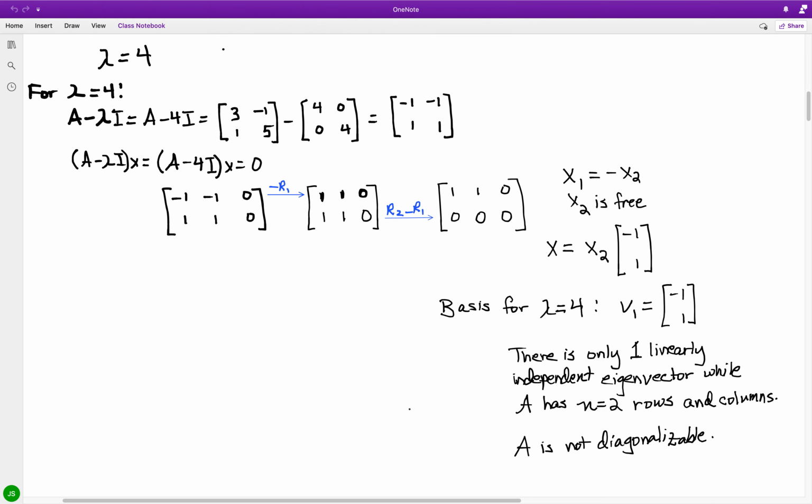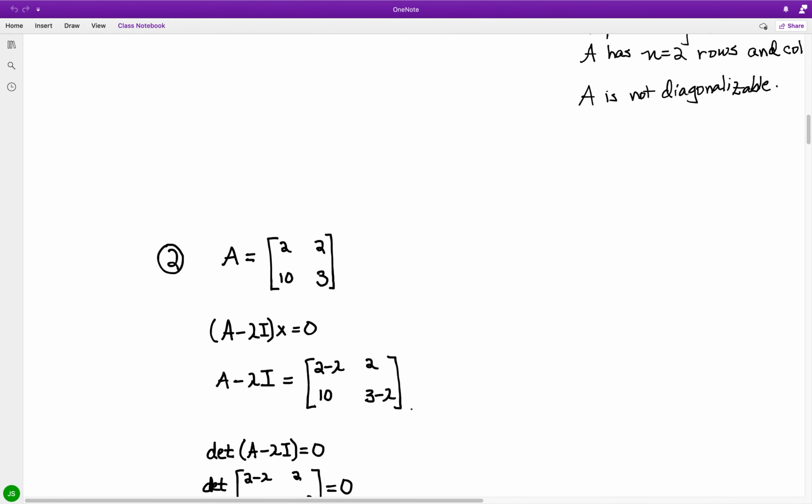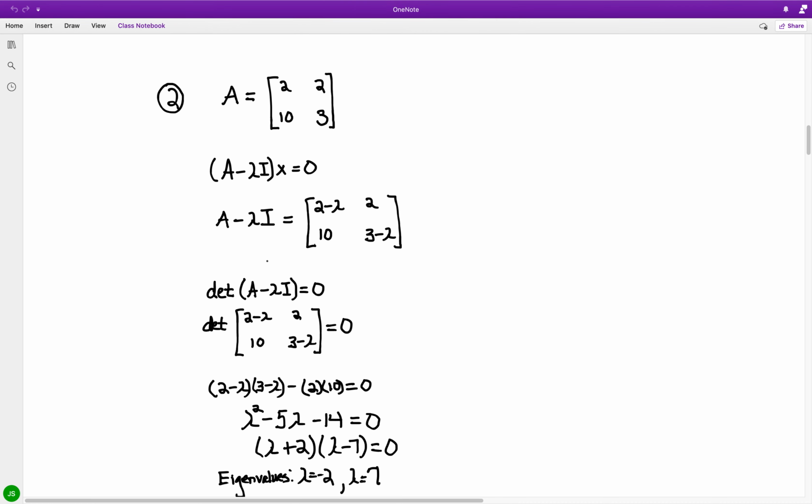All right, now if we look into the next case, we have A as 2, 10, 2, 3, and for the difference between A and lambda I, again we have 2 minus lambda, 10, 2, and 3 minus lambda. And we look at the determinant of A minus lambda I in this formation.